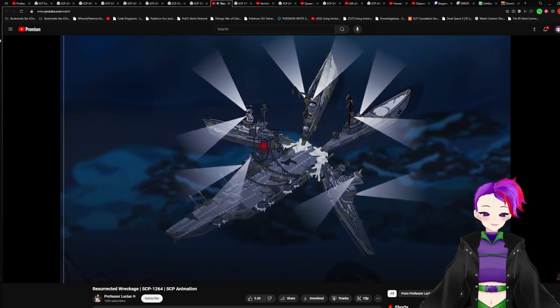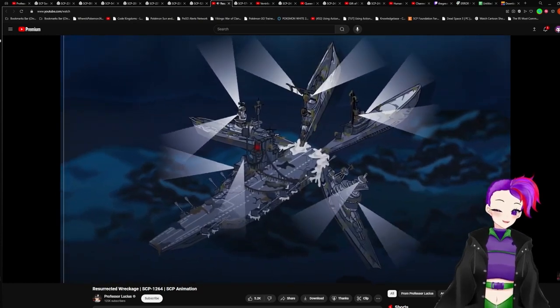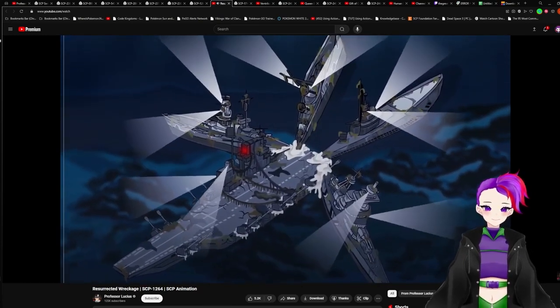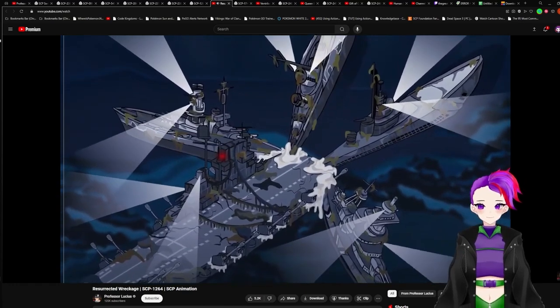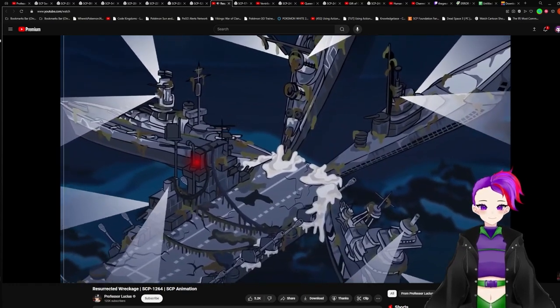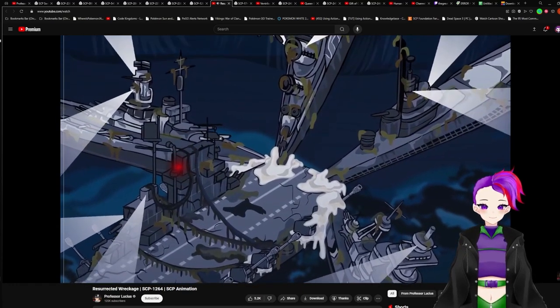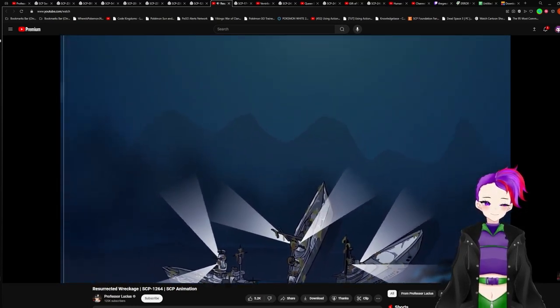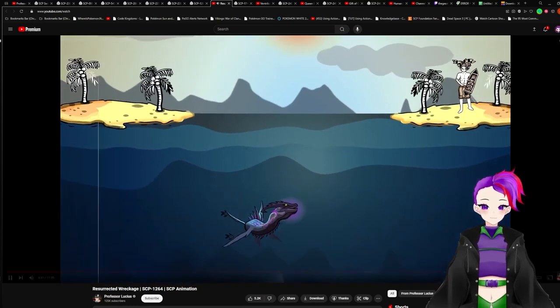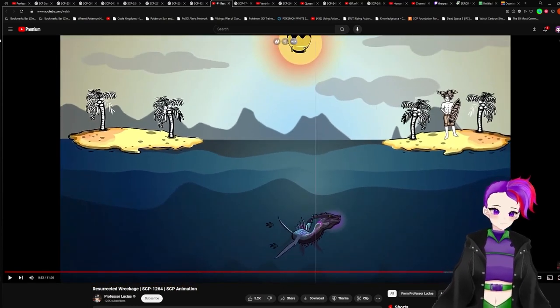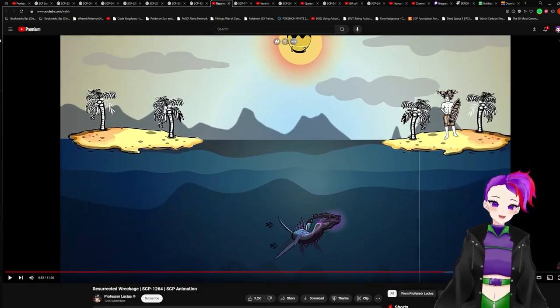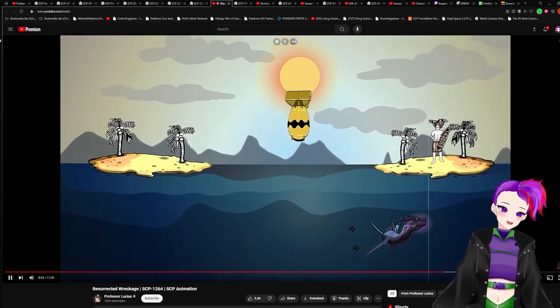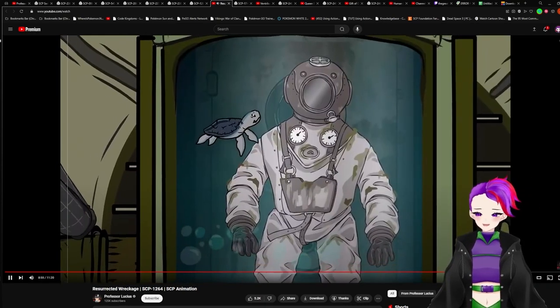SCP-1264 is an amalgamation of once derelict warships and various pieces of flotsam and jetsam that have been adhered together by organic secretions. The main body of SCP-1264 is made up of 5 World War II era ships that were used as target ships as part of the Operation Crossroads atomic bomb test. What is the Leviathan doing here? And what is this fucker doing here? Bikini Atoll in 1946. What the fuck?